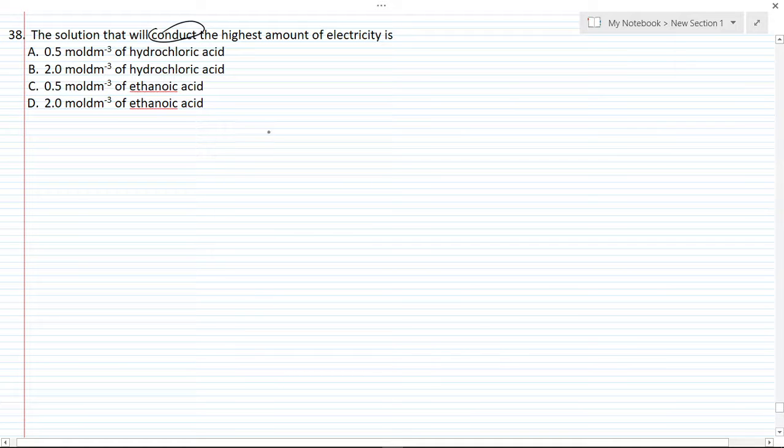So we have concentration and type of ions. The relationship of concentration with conductivity is a proportional one. So as concentration increases, the conductivity also increases. So this means that 2.0 molar is greater than 0.5 molar.